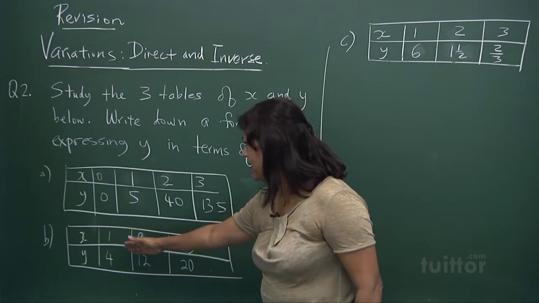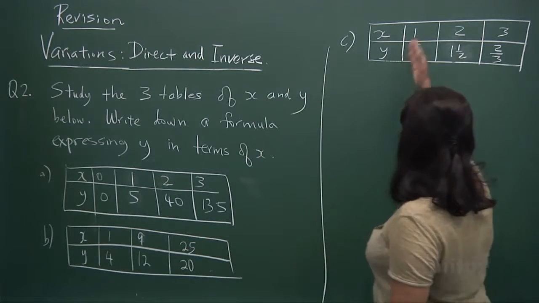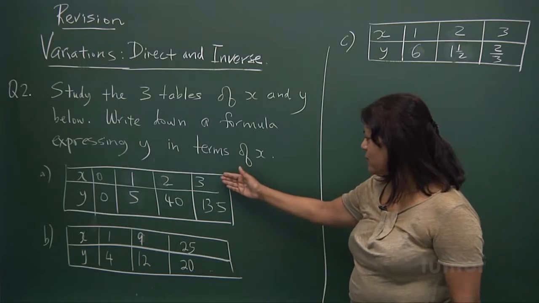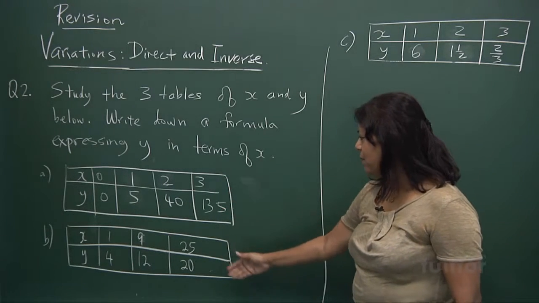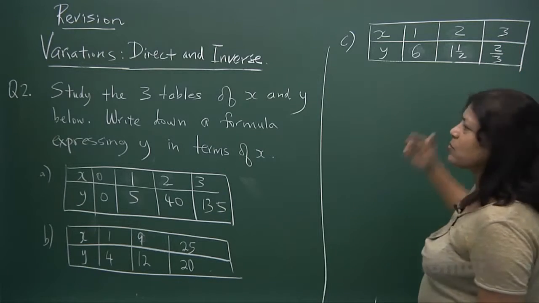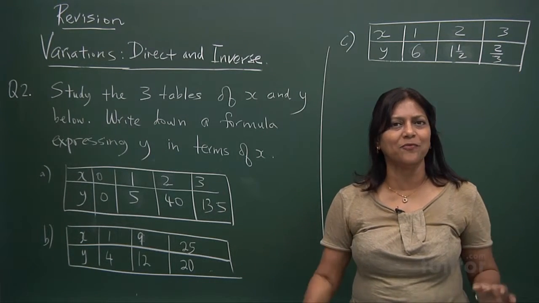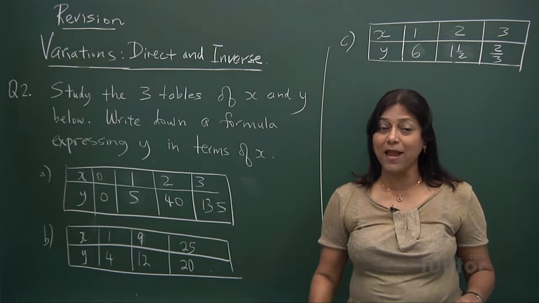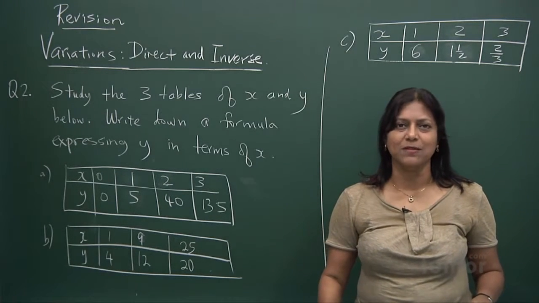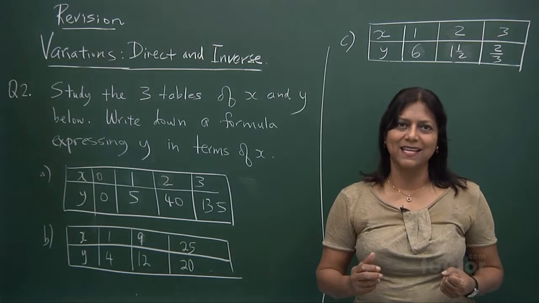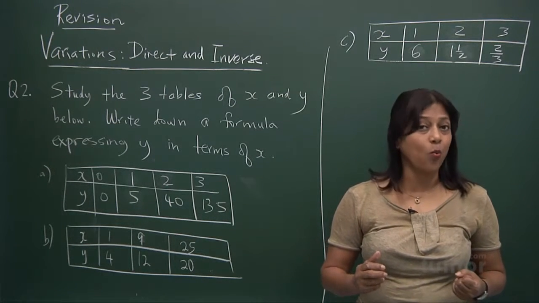When x is 1 here, y is 4. When x is 1 here, y is 6. If you look at x is 3, you get 1, 3, 5. Here they didn't put 3. When x is 3 here, it's 2/3. So it's all because they're all connected differently. And they want to find out the expression, the rule, the formula connecting x and y.